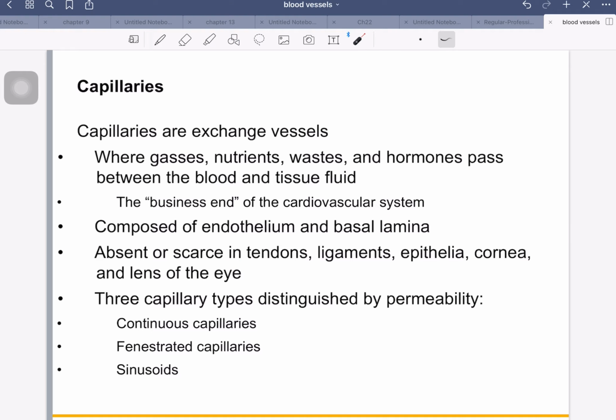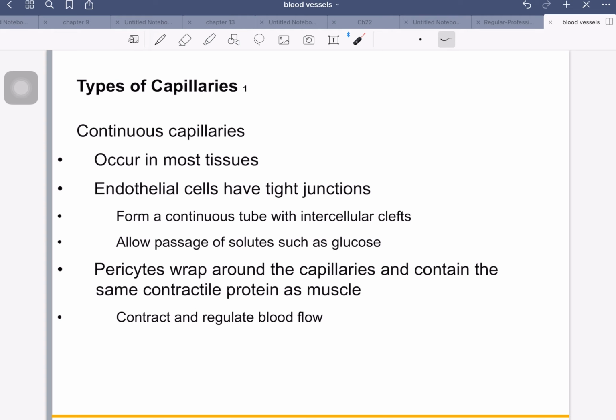Now, when I look at capillaries, there's three main types. There's the continuous, the fenestrated, and the sinusoids. And they all have slightly different structure and different functions. The continuous ones are the ones that you see in most tissues. It's the most common. And they're endothelial cells that have tight junctions. But they do allow the passage of solutes such as glucose.